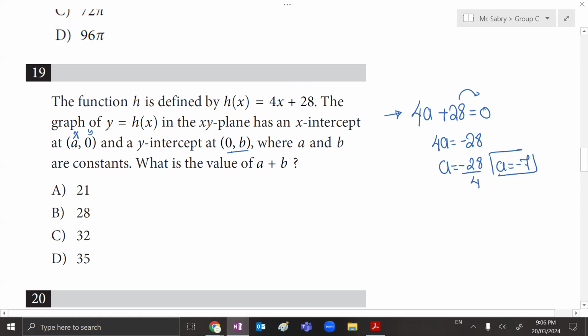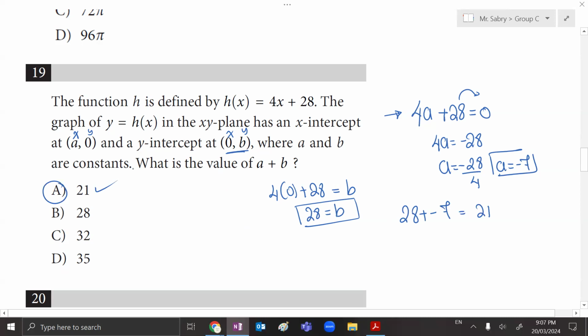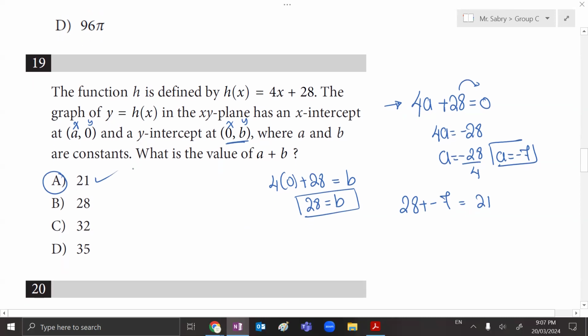The same thing I can do over here. When x is equals to 0, y is equals to b. So I'll substitute 4 times 0 plus 28. That is equals to b, which gives me 28 is equals to b. I have a and I have b. That's it. I'll throw them here. So 28 plus negative 7, and over a plus b, that's 21. You see discoveries. That's the beautiful thing about it. Yeah, makes sense now. It's kind of logical.